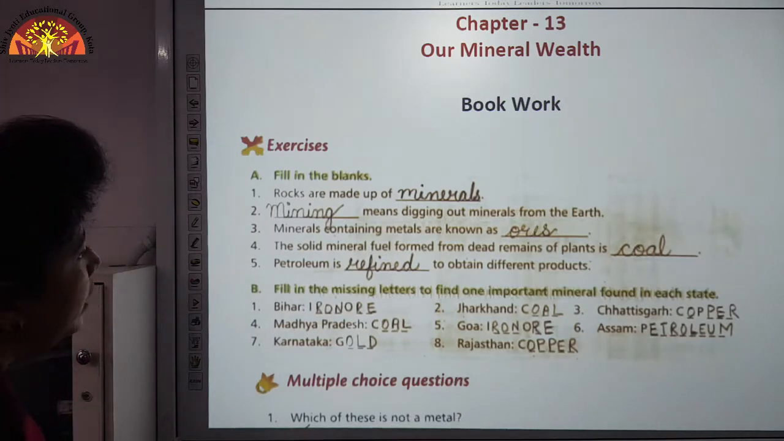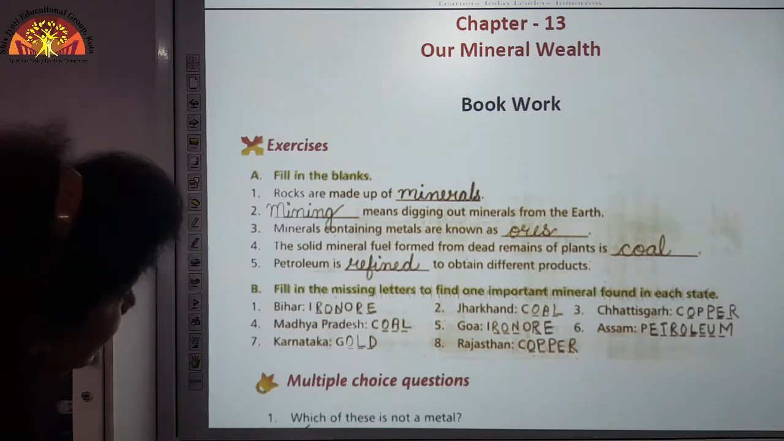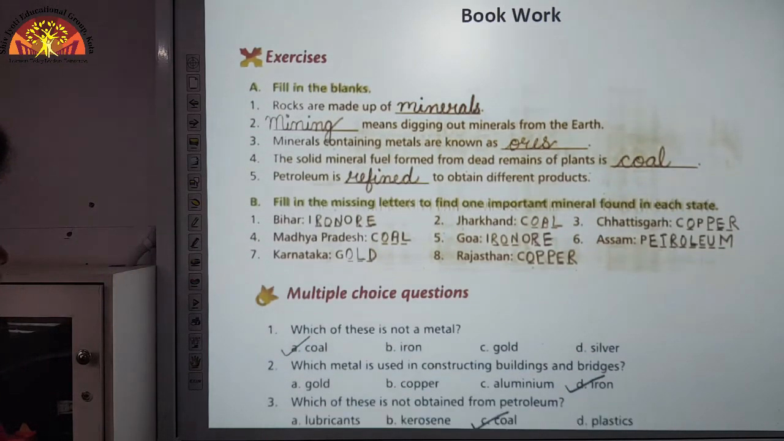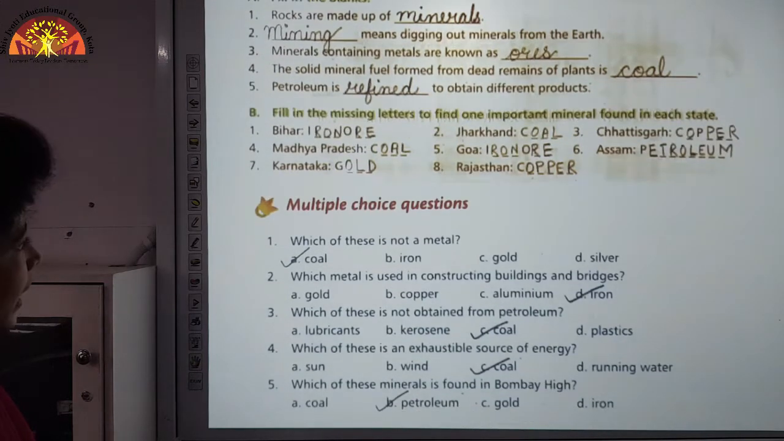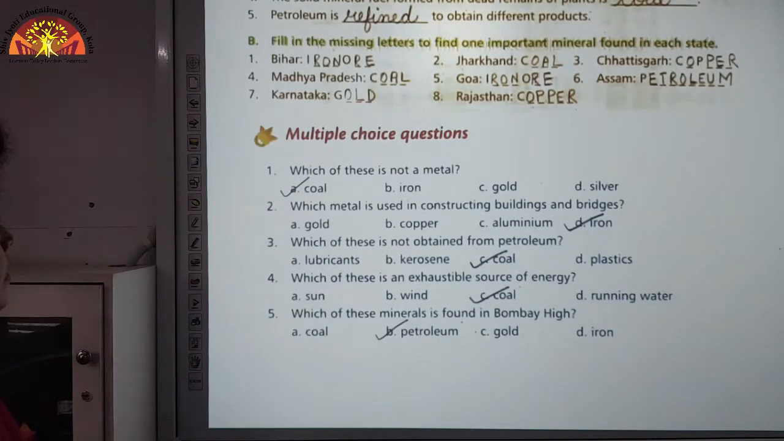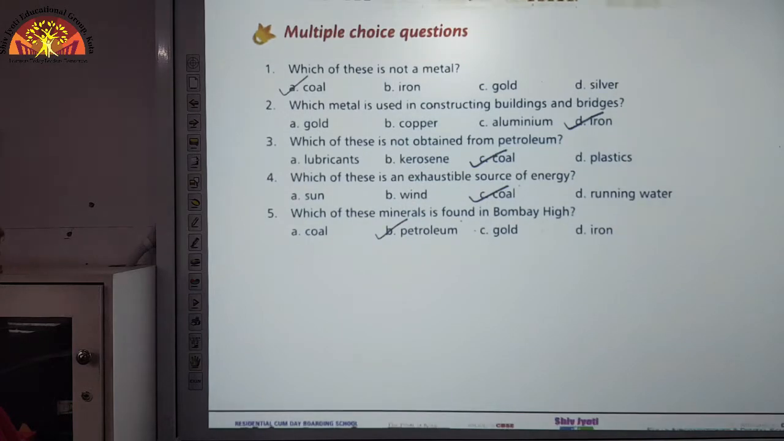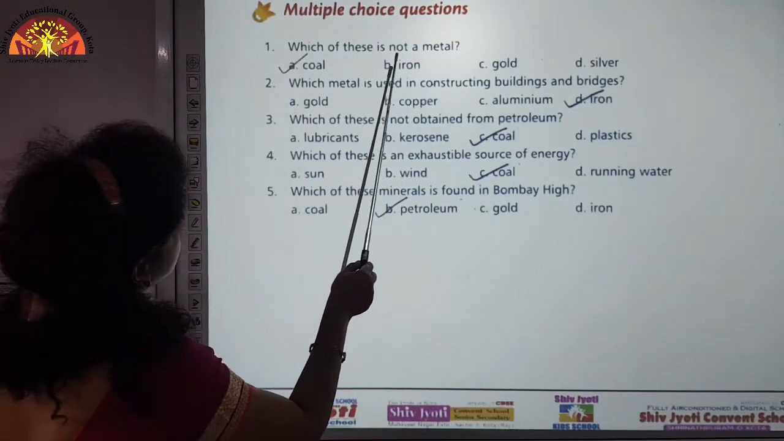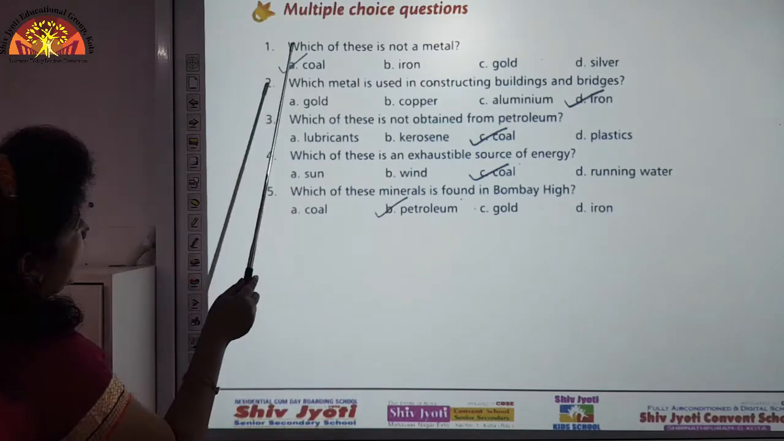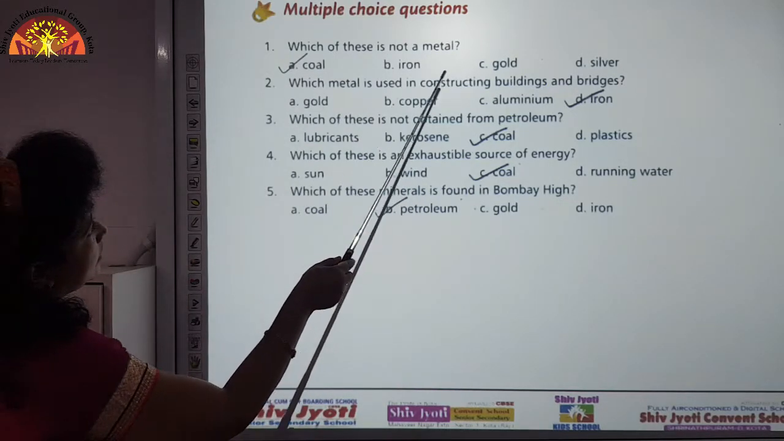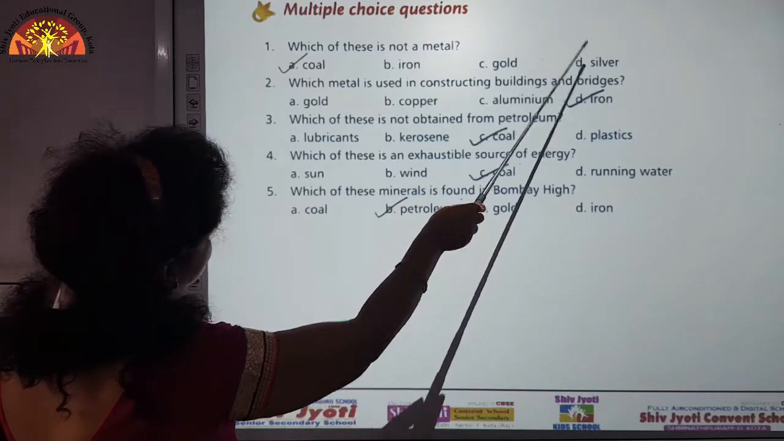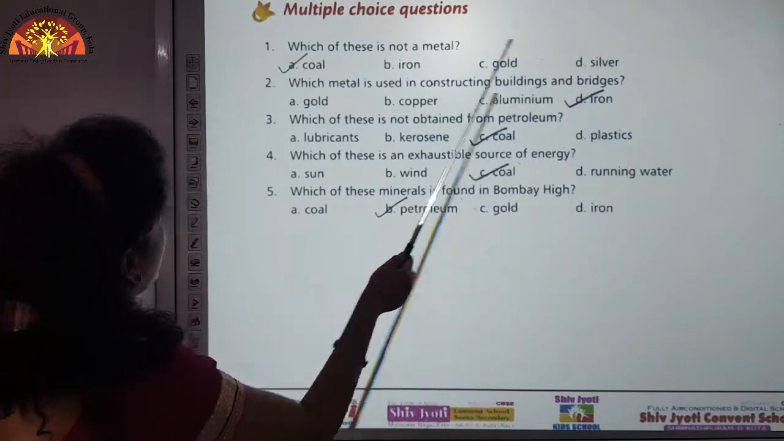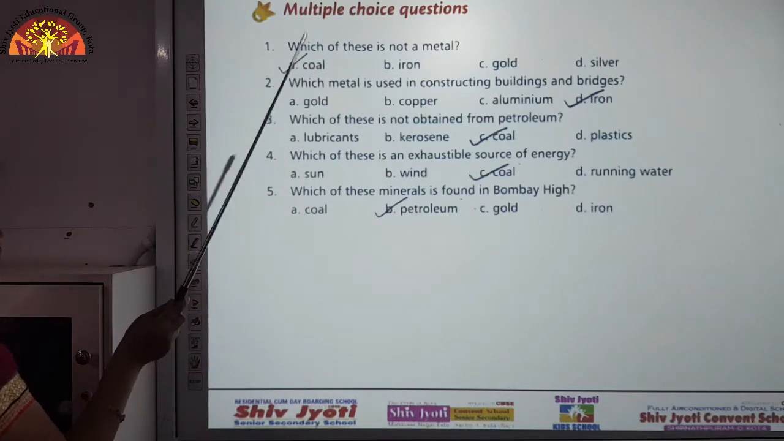Now, let us open your textbook page number 90. Come to multiple choice questions. We shall now do multiple choice questions. Question 1, which of these is not a metal? You have A coal, B iron, C gold and D silver. So, iron, gold and silver are metals and coal is a non-metal.